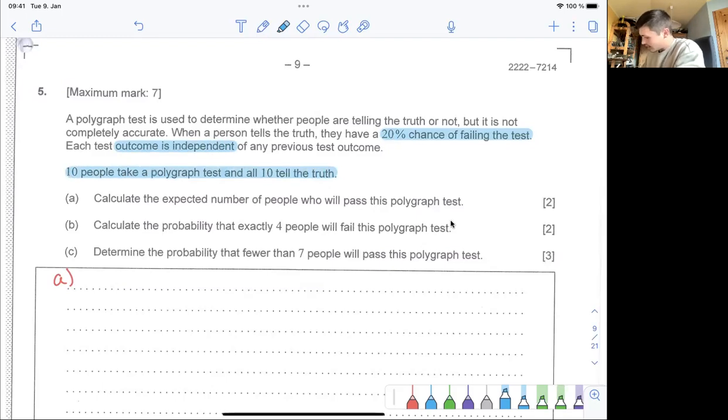All right, so there are two outcomes in this question. We have passing and failing. Each outcome is independent, and we have a fixed number of trials, or people doing the test, which is 10. So what this should be indicating to you is that this is a binomial probability question, because these are the characteristics or requirements for a binomial probability question.